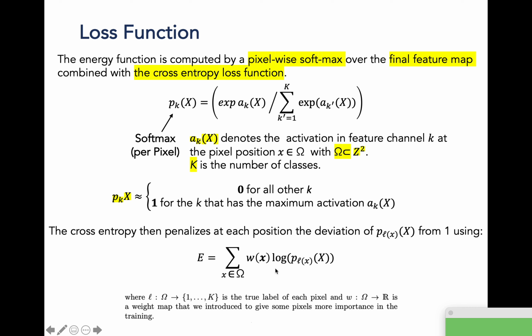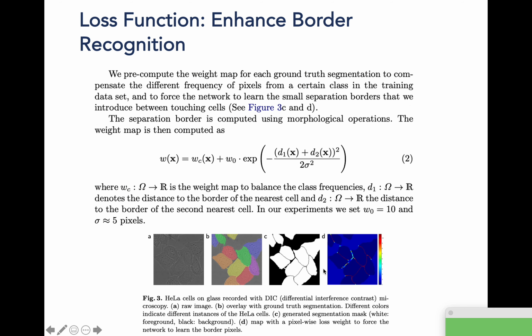So speaking about the W, essentially this is a real number. I think it should be a real number. So in essence, you have this cross entropy, which is summing over all of these pixel positions, W of x with the log of the softmax, just like I've said. So what is this W of x? The W of x, without going into much detail, is what I spoke to with regards to enhancing border recognition.